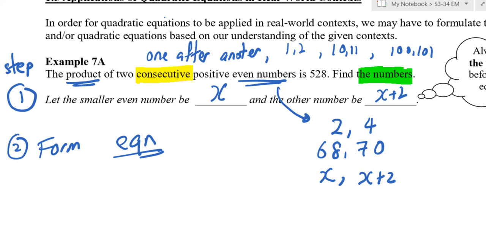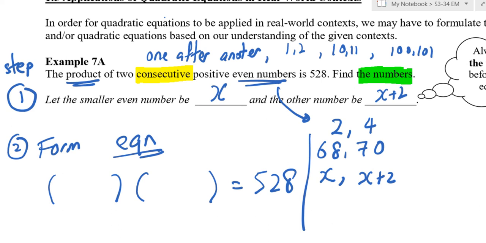Product means what? Very good. Something times something equal what? Very good. Try to do it. Simple or not? What is that something and something? Very good. Easy or not? In primary school, it's called guess and check. In secondary school, it's called algebra.